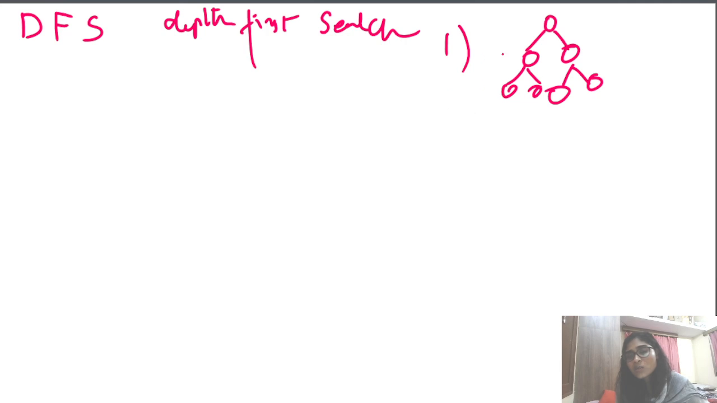Depth first search will always search or visit every node depth wise. It will start from here and go deeper and deeper till it reaches the last node of that particular depth, which we call a leaf node. Once it finds the leaf node, it will backtrack, go back, and find another depth, and go back, and find another depth. So basically it will visit every node depth wise.